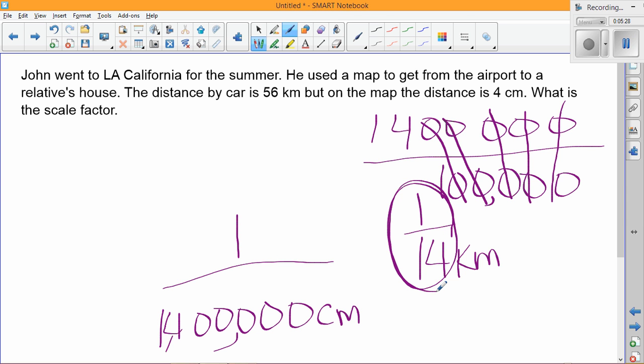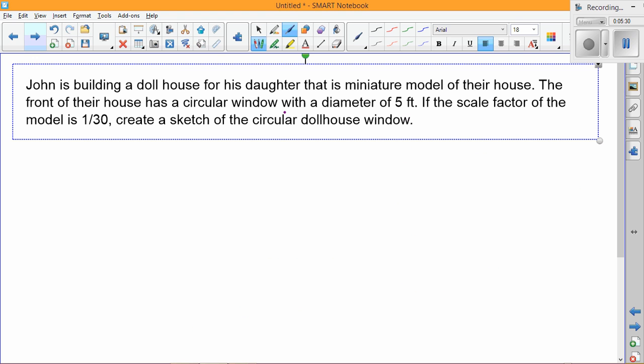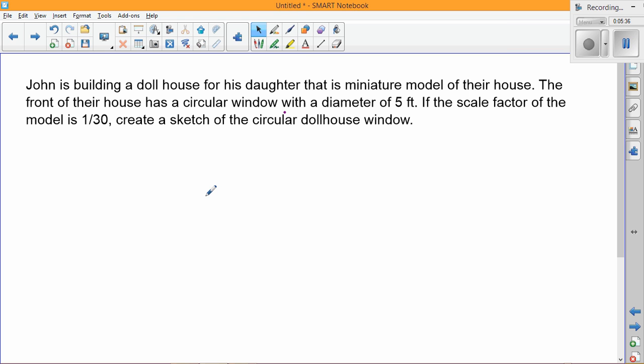Let's look at one where they already give us a scale factor. So here we have John again, and this time he's building a dollhouse for his doll. And it's a miniature model of their actual house. The front of the house has a circular window with a diameter of 5 feet.